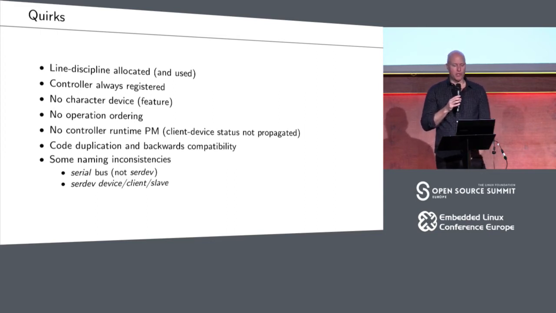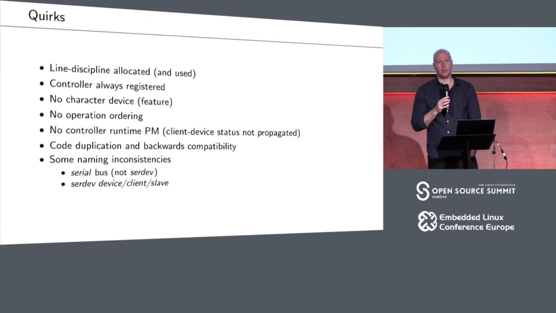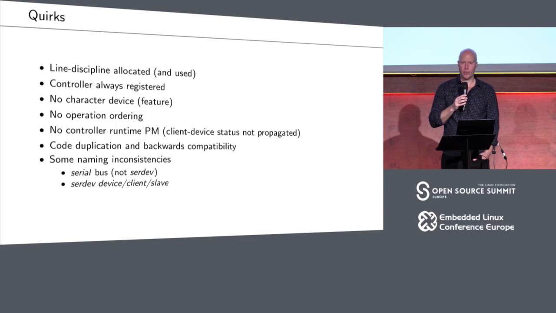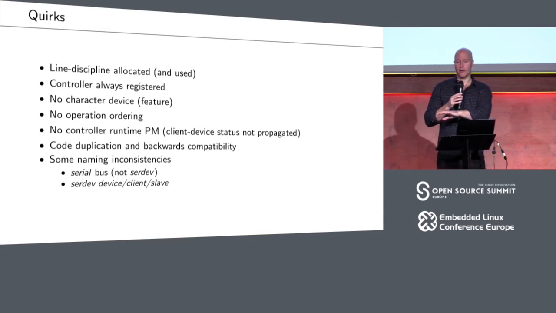The operation ordering I mentioned, you need to watch out for. Another thing is that we don't have any bus power management. For example, runtime power management isn't enabled for the controllers, which means that the client's runtime PM status won't be propagated up the tree. This shouldn't be a problem because it's essentially equivalent to having the ignore children flag set. Because you really want to have your port be able to go into runtime suspend independently of your child devices, and then when you're doing I/O, that's when you bring up the power on the serial port.